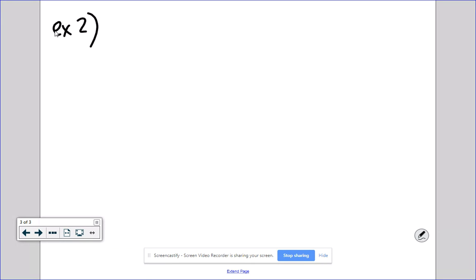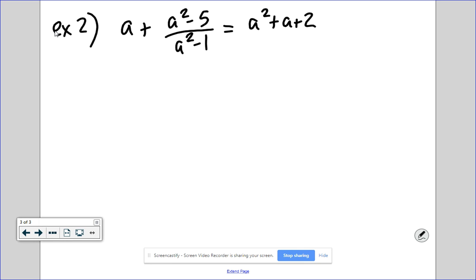Second example, this one's a little bit more complicated. A plus a squared minus 5 over a squared minus 1 equals a squared plus a plus 2 over a plus 1.